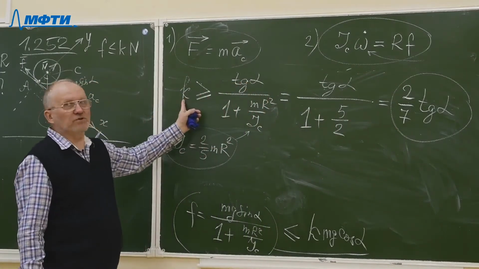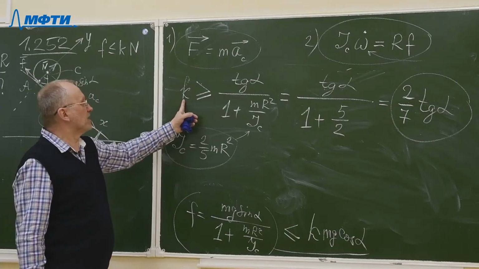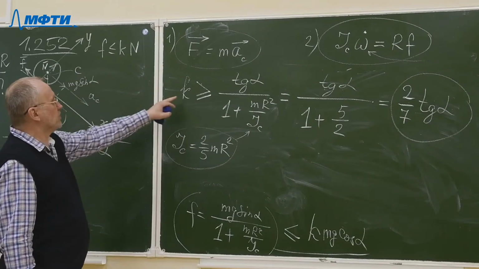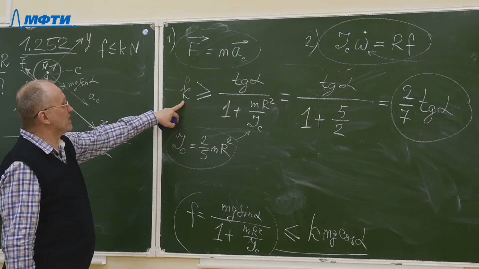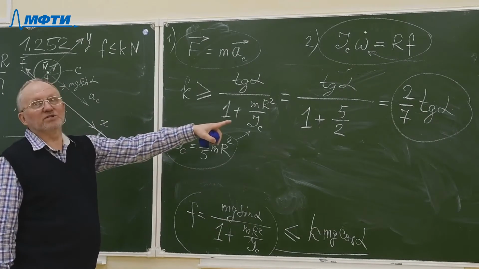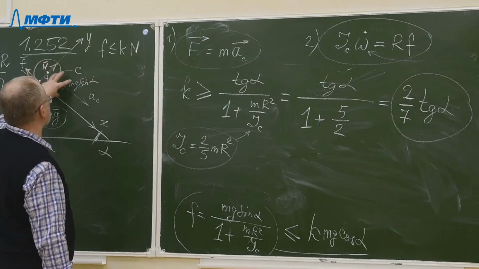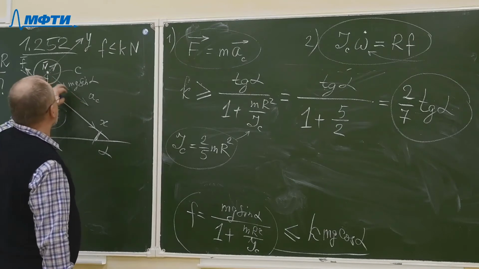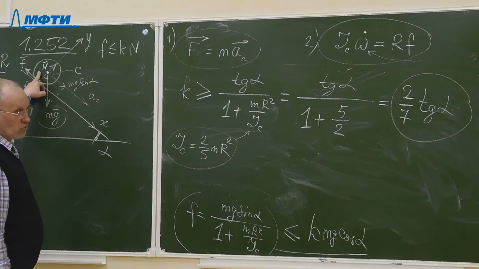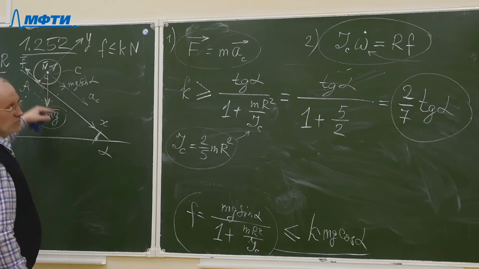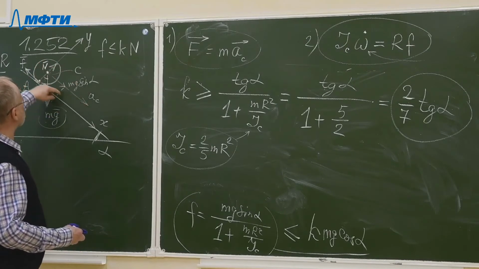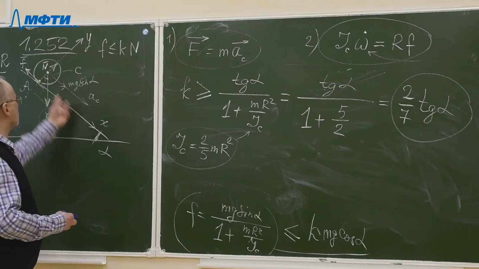So whatever tangent alpha is given to you, this formula will give you the minimum possible value for the coefficient of friction, the minimum at which there will be no slipping. If the coefficient of friction is less than this quantity, then the sphere will slip down. There will be some slipping. It doesn't mean that the sphere will not roll. It will roll because there will be some coefficient of friction, but the sphere will go down rolling and slipping at the same time, slipping along the surface.